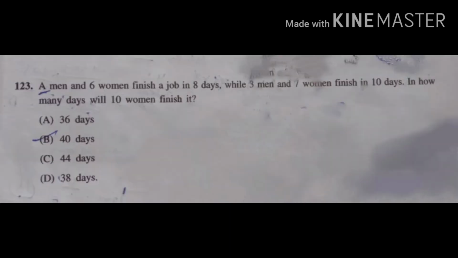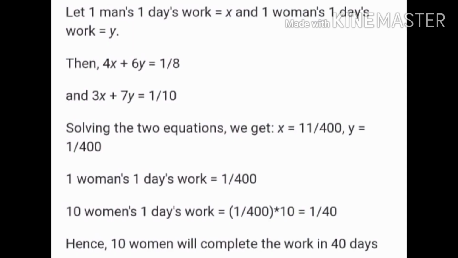Move to the 23rd question. A man and 6 women finish a job in 8 days, while 3 men and 7 women finish it in 10 days. In how many days will 10 women finish it? Option A 36 days, B 40 days, C 44 days or D 38 days.